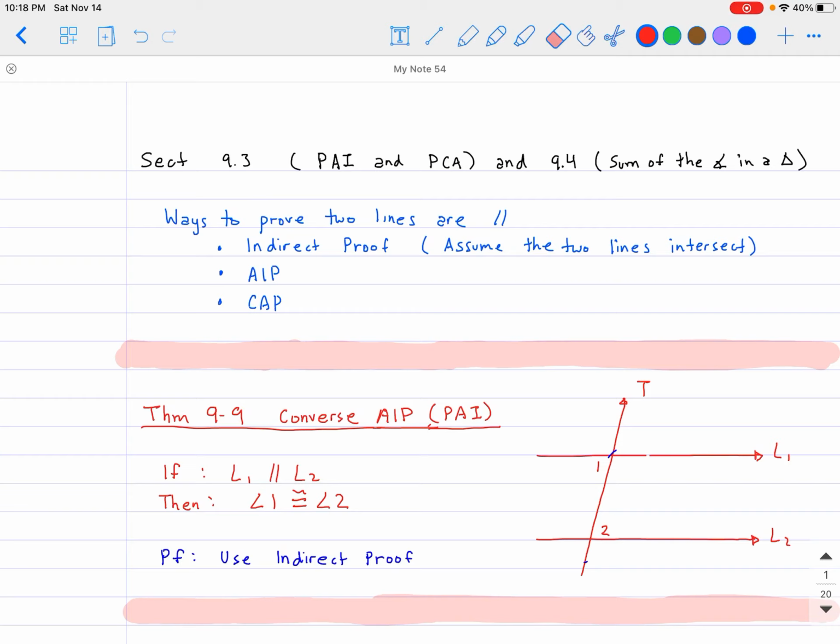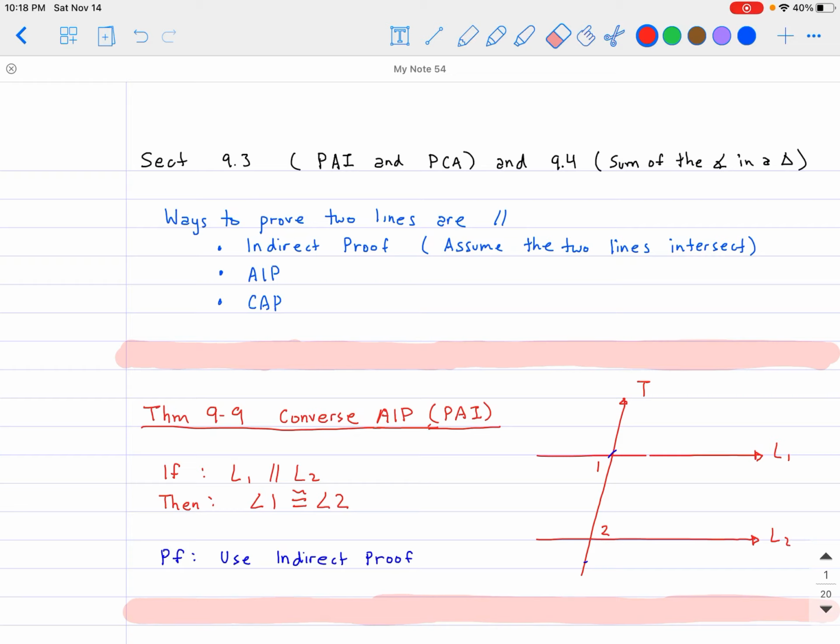So what that means is that if you have two lines that are parallel, then their alternate interior angles are going to be congruent to each other. And in addition to that, if the two lines are parallel, then their corresponding angles are going to be congruent to each other. So that's what we're going to be proving for today.